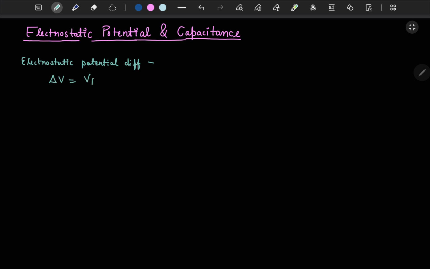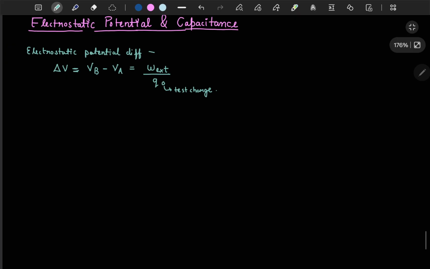It is like VB minus VA, potential at point B minus potential at point A, and is given by work done by external forces upon Q naught, the test charge. The charge which is moved from one point to another, that is Q naught. It is our test charge. And the work done by external forces gives a potential.